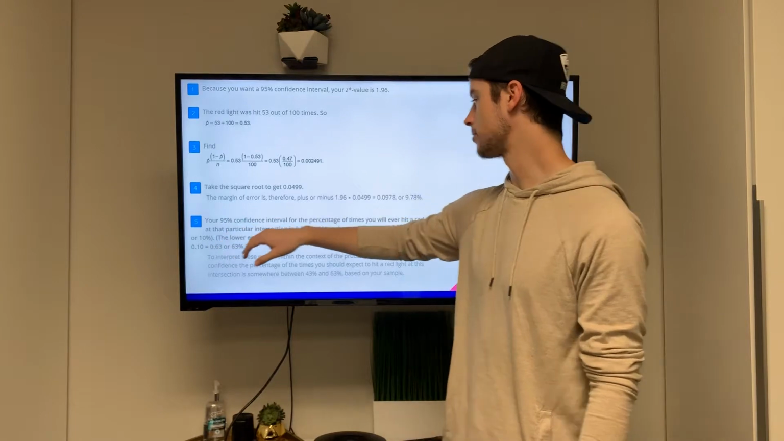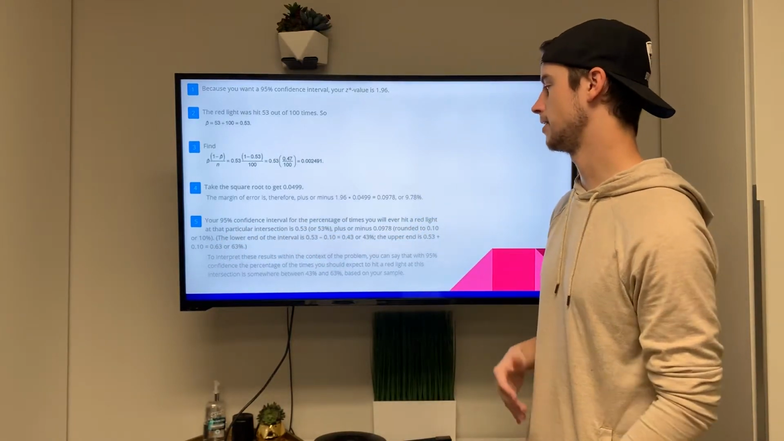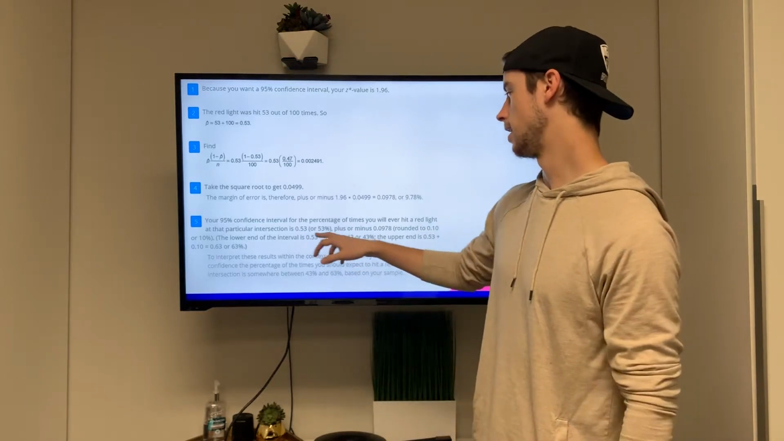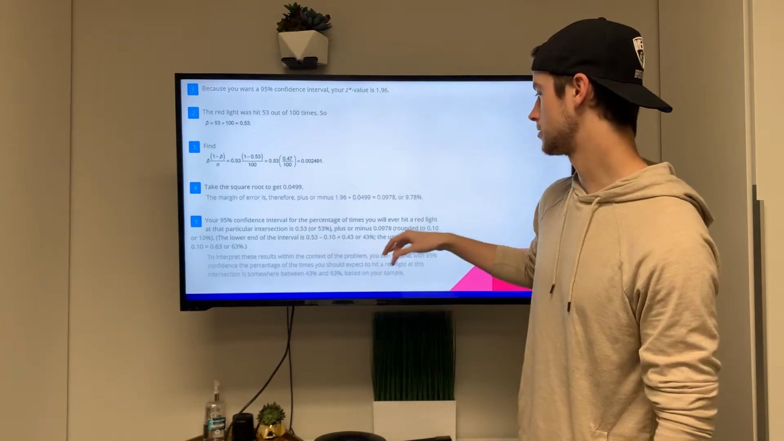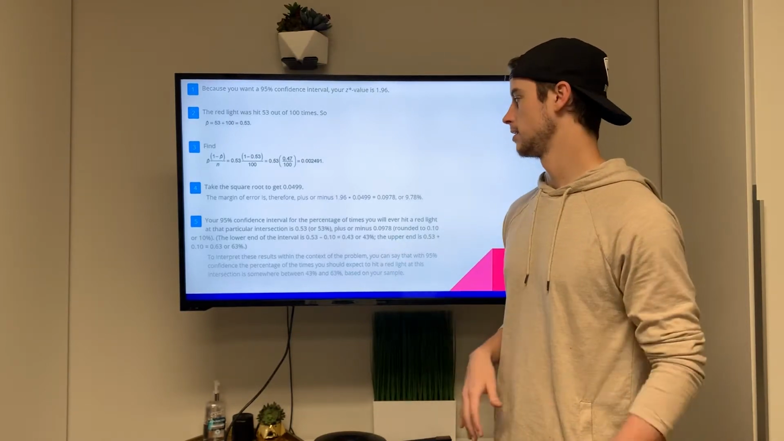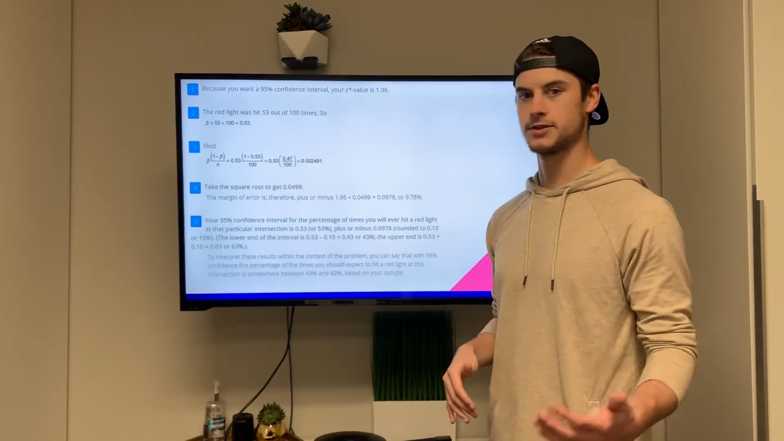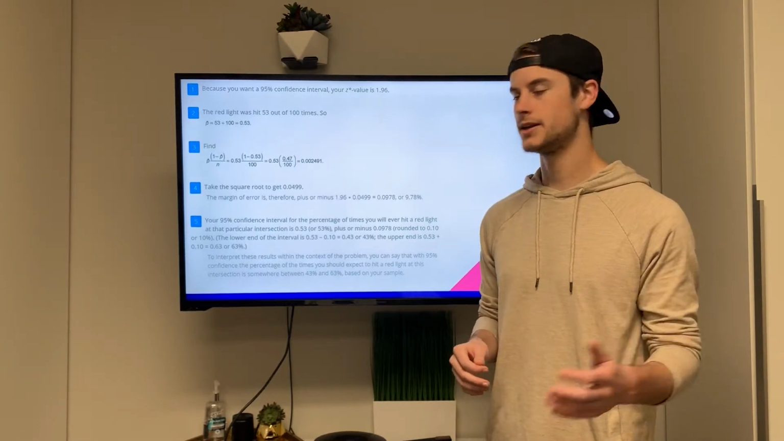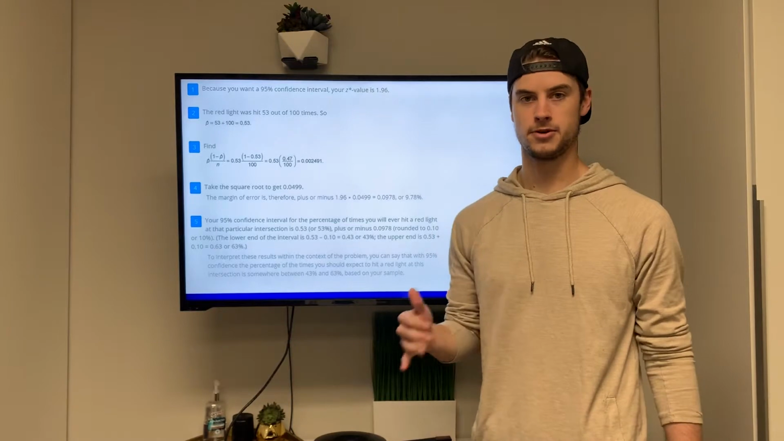So that means that your 95% confidence interval for the percentage of times you will hit a red light at that particular intersection is 0.53 plus or minus 0.0978. Again, you take your chance of success, or the characteristic you're trying to study, and then you add and subtract the margin of error.